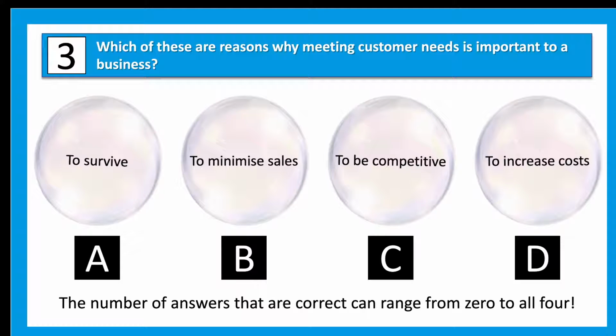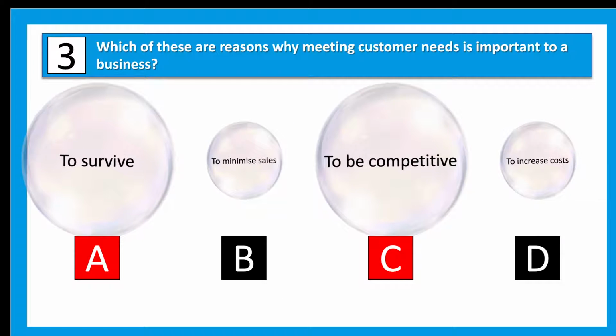Different answers here. Thanks to everyone who is contributing in the chat window. Very focused. And clearly some people reading the question very carefully. Which of these are reasons why meeting customer needs is important to a business? The answer here is that 2 of them are correct. A, to survive. C, to be competitive. A and C are the correct answers here. Businesses don't meet customer needs in order to minimize sales. They want to maximize sales, generally speaking, and they want to decrease costs. So B and D are wrong.